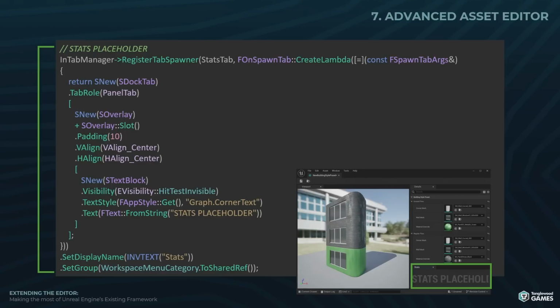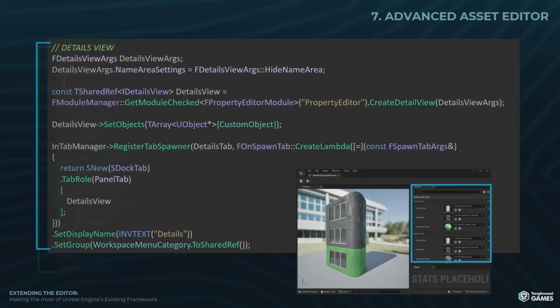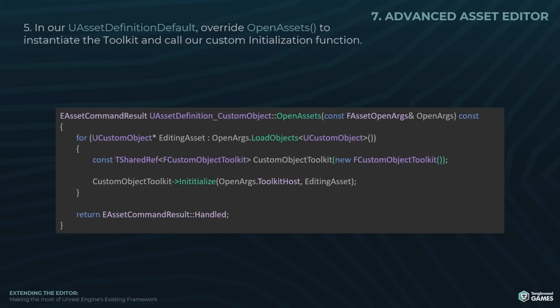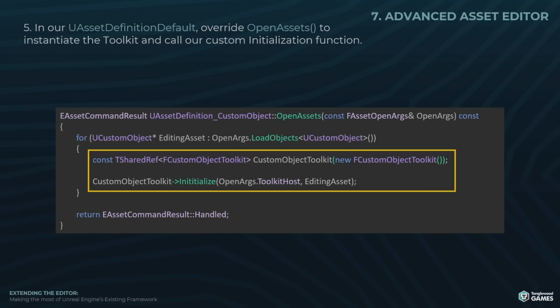Then here is the same pattern. It's a doc, an overlay, and just some text. And ironically, the one that comes by default is a bit more involved. We are grabbing a module that gives us access to that details panel, set the object we are editing, and just add it to the slots. The final thing is to wire all of this back to the definition asset that we used in the previous framework, where for everything we open, we have to create that toolkit and initialize it.